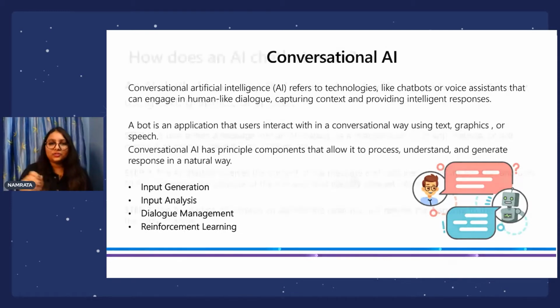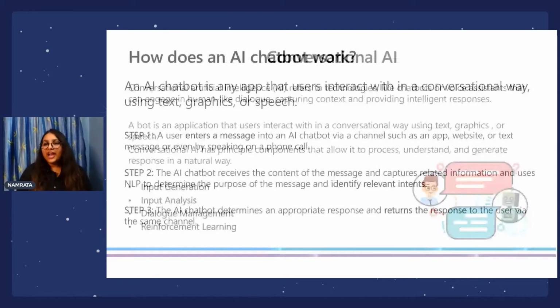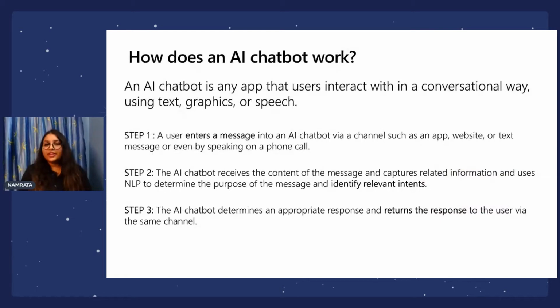Moving ahead with the next one. How does an AI chatbot work? This is a very crucial thing which you should know if you decide to build a bot. The first step is that a message is entered by the user into the chatbot application, and that can be through any medium, for example, an app, a website, emulators, devices, that is IoT devices, or a phone call, anything.